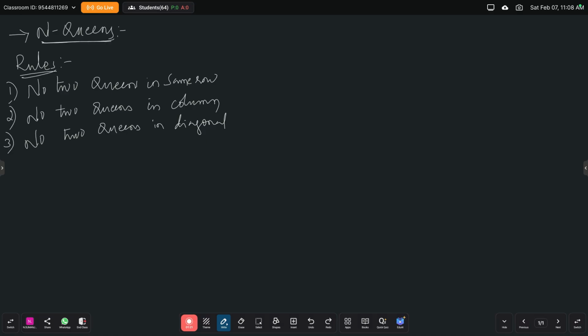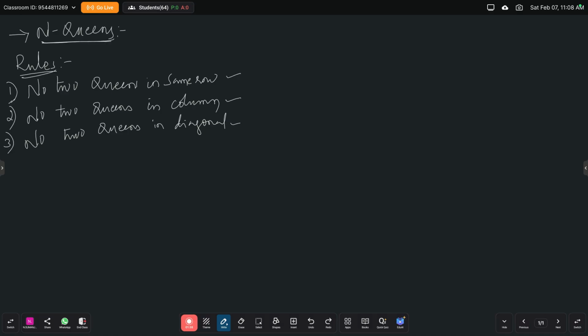To place n queens, we have to follow some rules. There are three basic rules. First rule is no two queens should place in the same row, no two queens should place in the same column, and no two queens should place in the diagonal also.